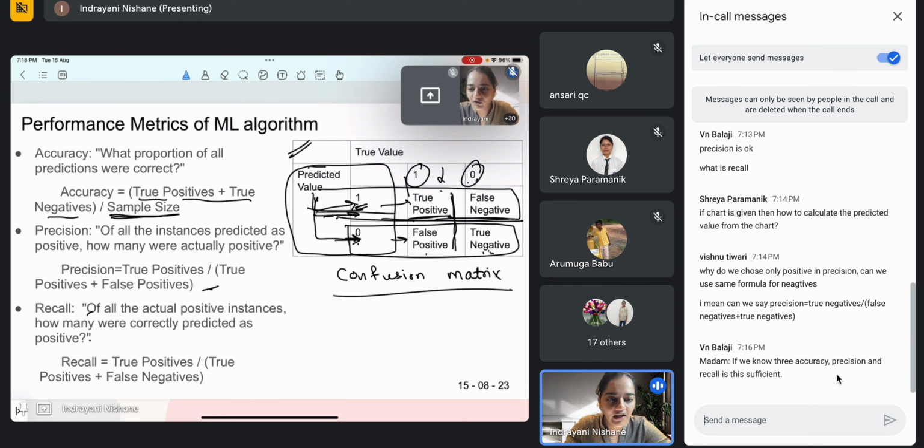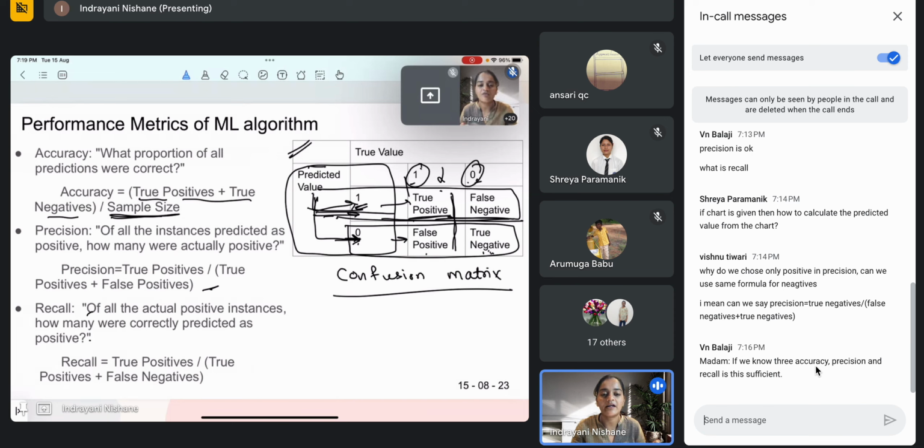So if we know three, accuracy, precision, recall, is this sufficient? Sometimes it is not sufficient, sometimes F score is considered. As you can see, it is all a matter of 0 and 1, right? If there are two classes, the binary class algorithm we are having, one class is 0, one class is 1, and we are considering that.